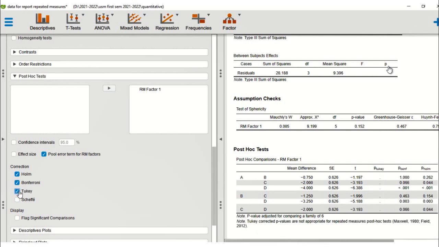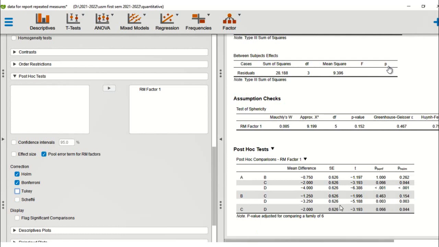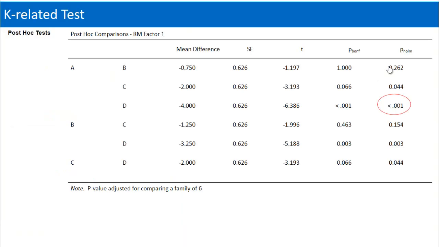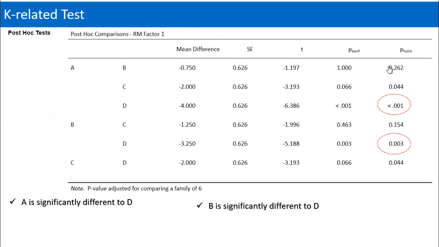So in here, Tukey and Scheffé are not appropriate for repeated measures. That is according to Maxwell and Field 2012. So here we can see the p-value according to Bonferroni, 0.066. So from A to D, when we compare A and D, it is significantly different. That means A is significantly different from treatment D, similar to B and D. So in here, we can get the result that A is significantly different to D and B is significantly different to D. Therefore, D is really different.